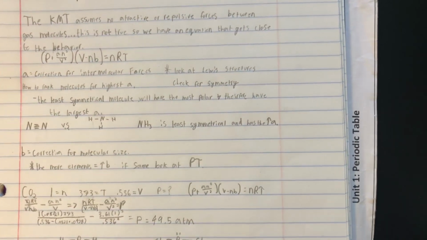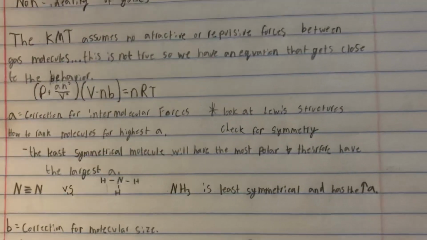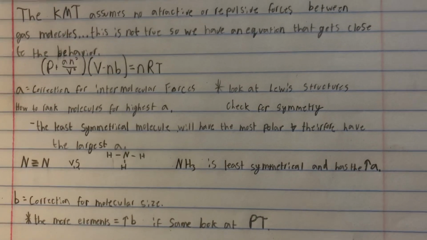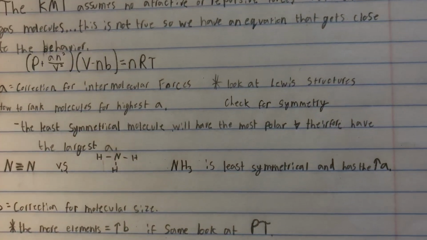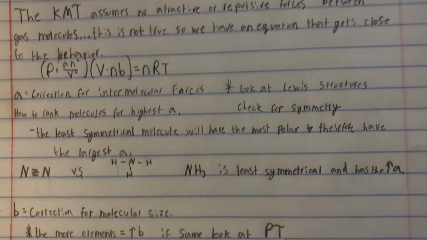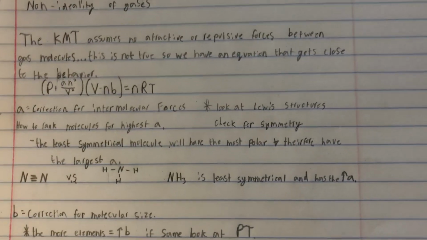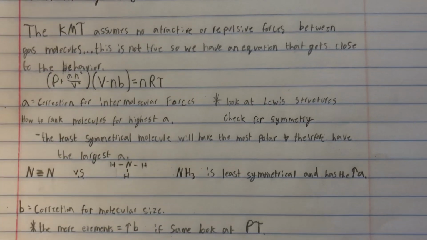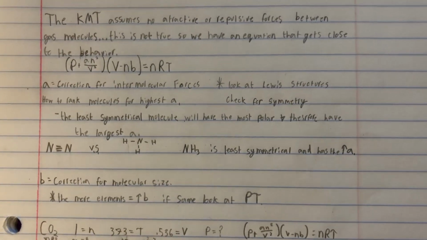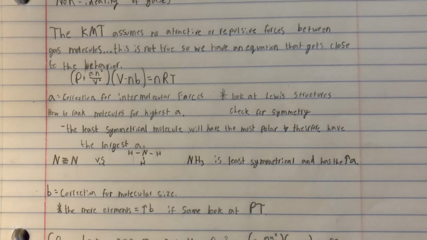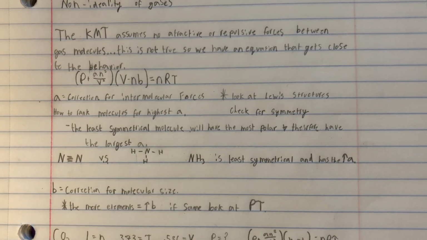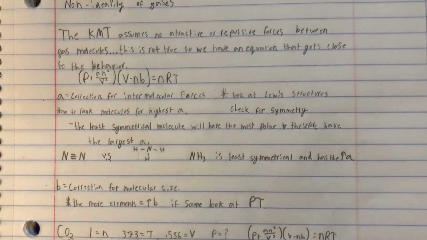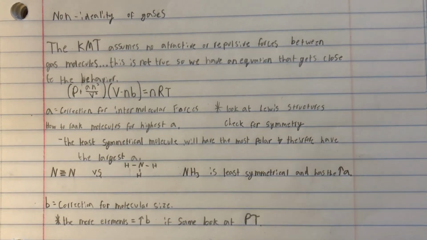The kinetic molecular theory assumes that gases will just bounce off walls and not stick to anything, but this is not true. Since that's not true, we have to make our formula to put in these corrections. A is the correction for intermolecular forces, which basically amounts to how much the molecule wants to stick or repulse from something. B is the correction for molecular size, which is how big the atom is.